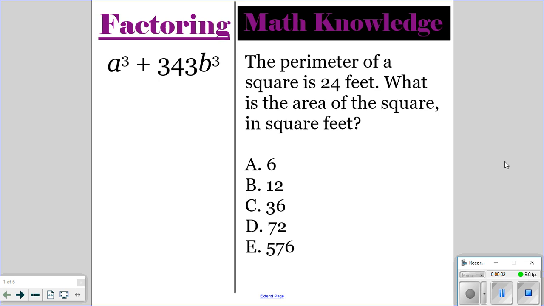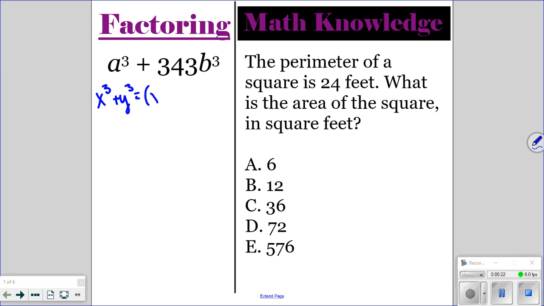All right, so y'all go ahead and do the factoring and the math knowledge question for today. Pause the video, and then once everyone is finished, you can unpause the video and I'll go over the correct answers. So for the factoring, I'll use a different variable since we've already got A and B.